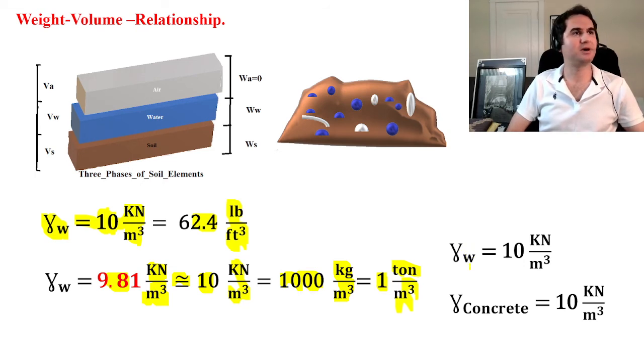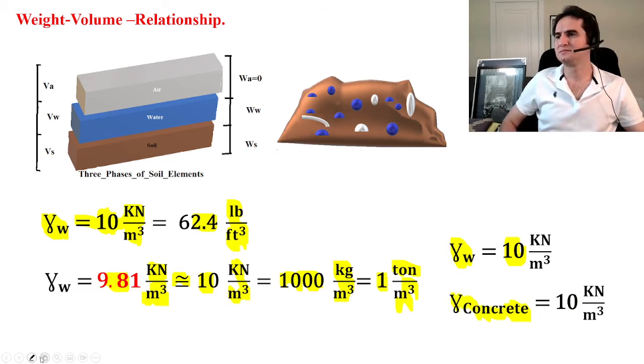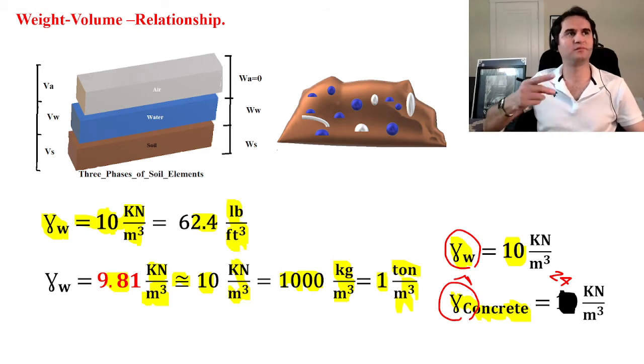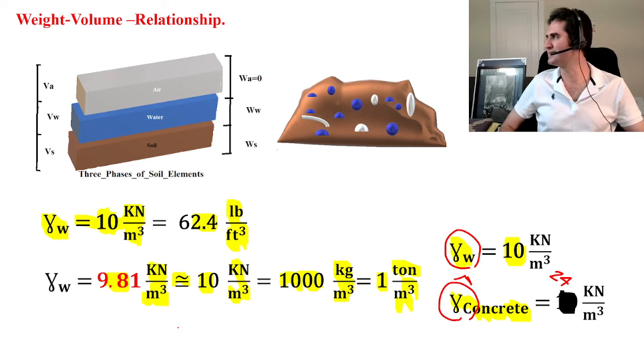And just in case, to have a comparison, gamma of water is 10 kN per cubic meter, and gamma for concrete is, my bad, that's 24. Gamma of concrete is just 24. That's how you can see how gamma concrete is higher than gamma of water, and by what order it is higher. That's 10, that's 24.